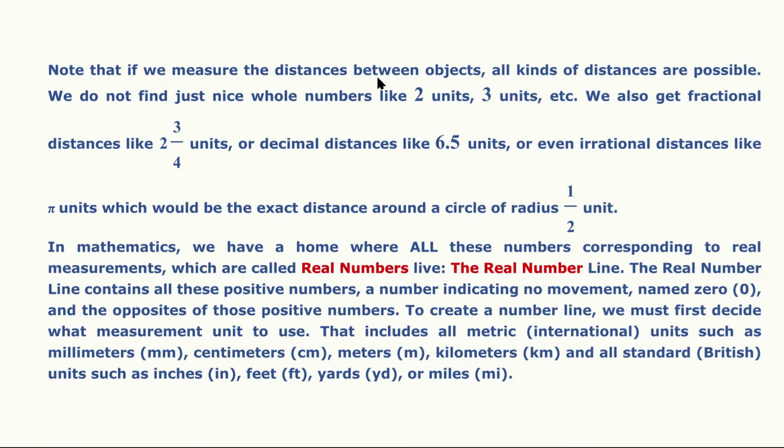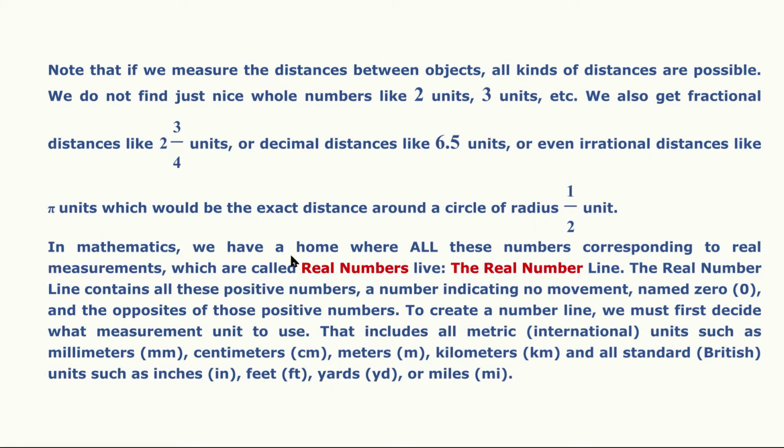Notice that if we measure the distances between objects or the time between events, all kinds of distances or time periods are possible, right? We do not just get nice whole numbers like 2 units, 3 units, etc. We also get fractional distances like 2 3/4 units, or decimal distances like 6.5 units, or even irrational distances like pi units, which would be the exact distance around the circle of radius 1/2 unit, which is also called the circumference of that circle.